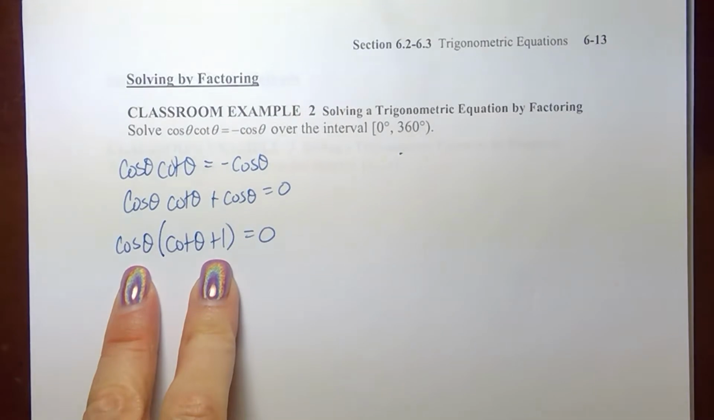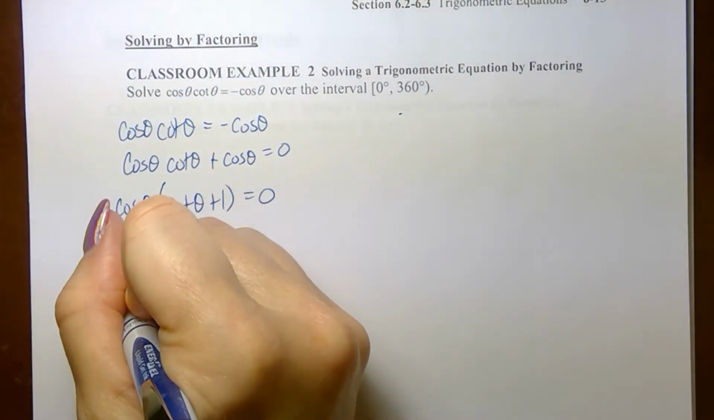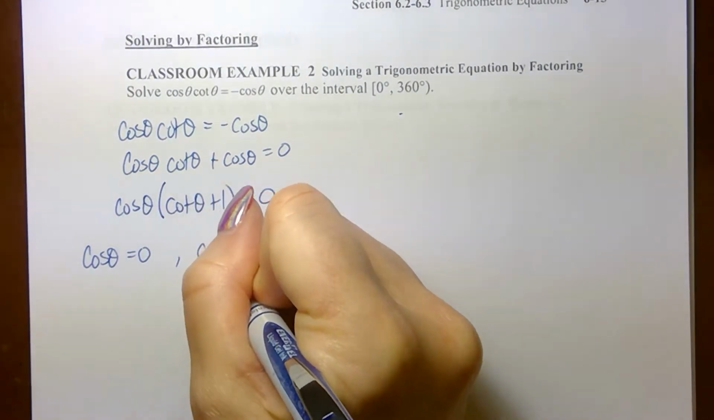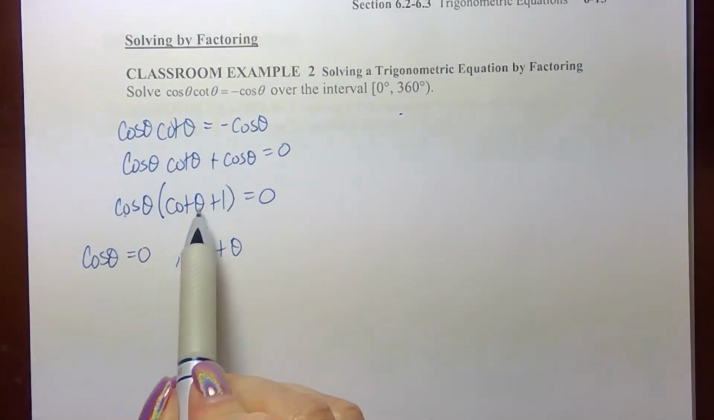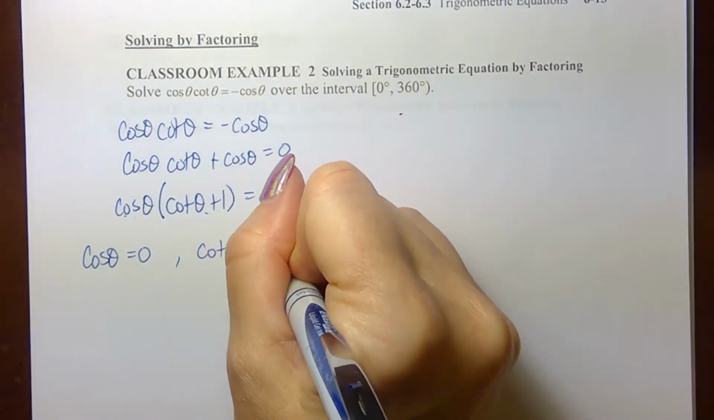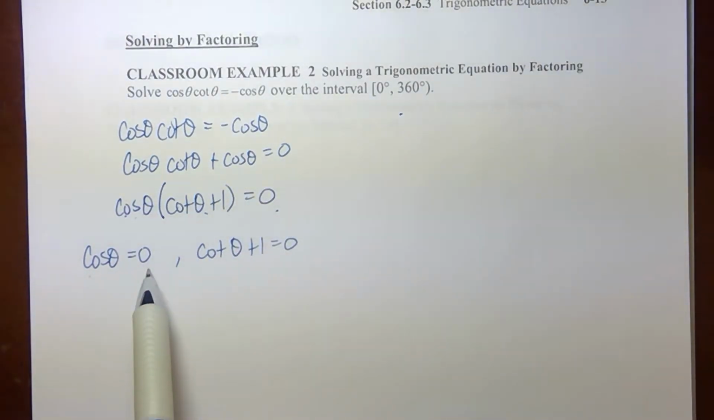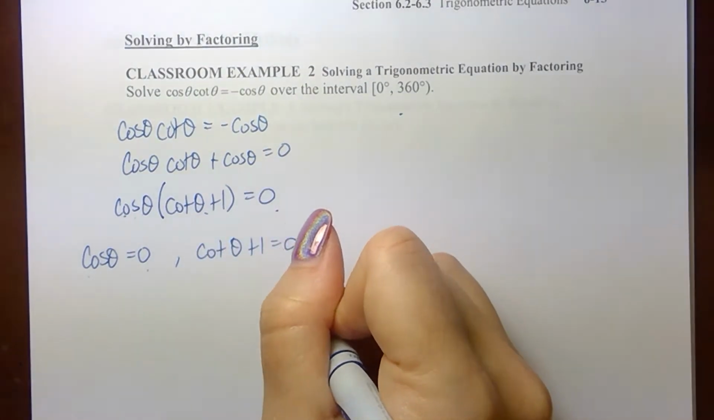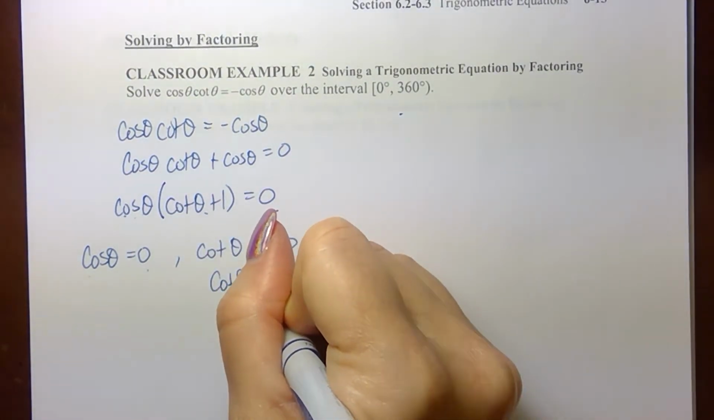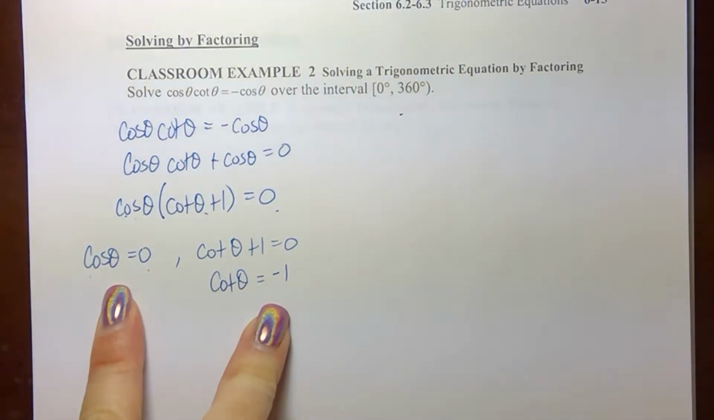My zero factor property, think back to college algebra, says I can set each of these equal to 0, because if a product is equal to 0, that means one of my factors has to be 0. And I get two different solution sets. I get the solution set that makes this equation true, where cosine theta is equal to 0. And I get another solution set where cotangent theta is equal to negative 1. Those are going to be my starting places.